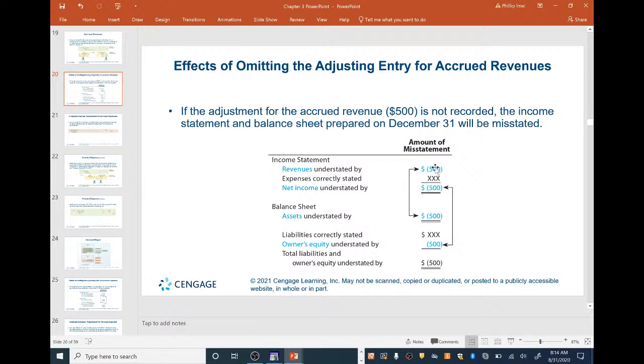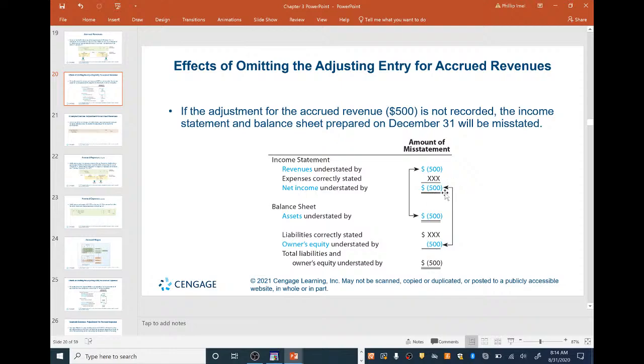If we understate the revenues by $500, then net income is understated by $500, even if expenses are correctly stated. Okay, so there's our income statement. That's how the income statement is going to be misstated. Now, how does that affect the balance sheet?